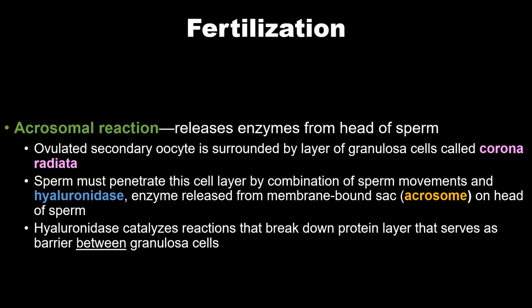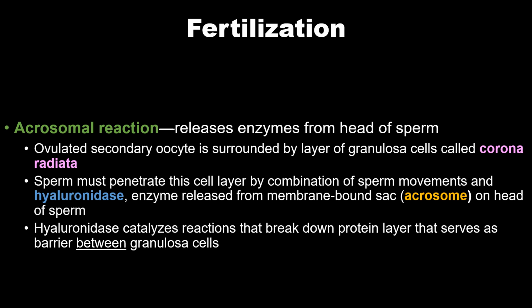Now, an ovulated oocyte, a secondary oocyte, is going to be surrounded by that corona radiata that we talked about, those granulosa cells. And to reach the secondary oocyte, the sperm has to penetrate this cellular layer. And this is accomplished through sperm movements and an enzyme called hyaluronidase, which is released from the membrane-bound sac on the tip of the sperm called the acrosome. This hyaluronidase is going to catalyze reactions that break down the protein layer that serves as a sort of barrier between these granulosa cells.